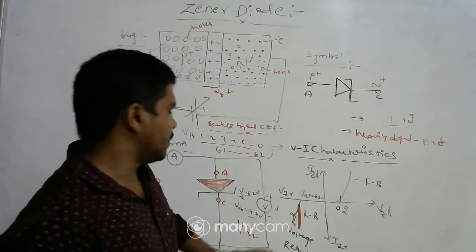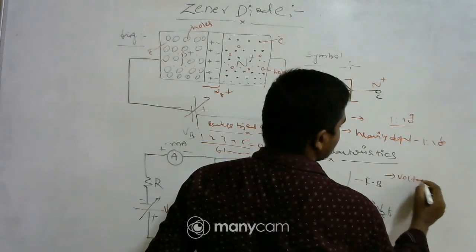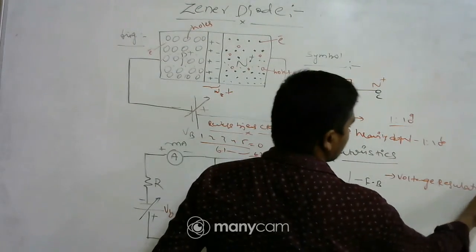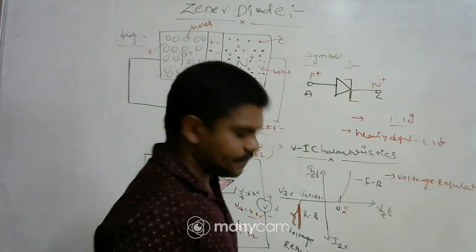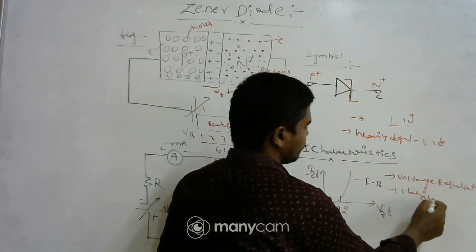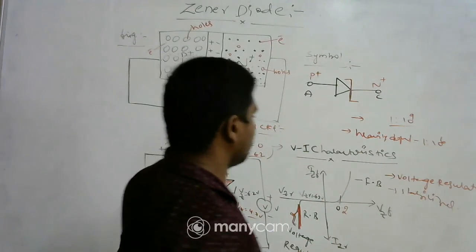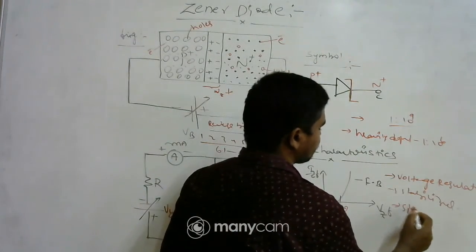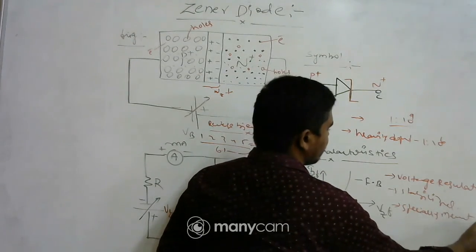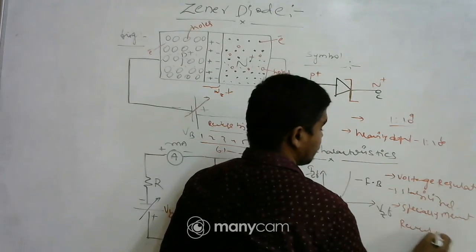Next, the application of the Zener diode: voltage regulator, and we can also say stabilizer. This diode is specially meant for reverse bias conduction.